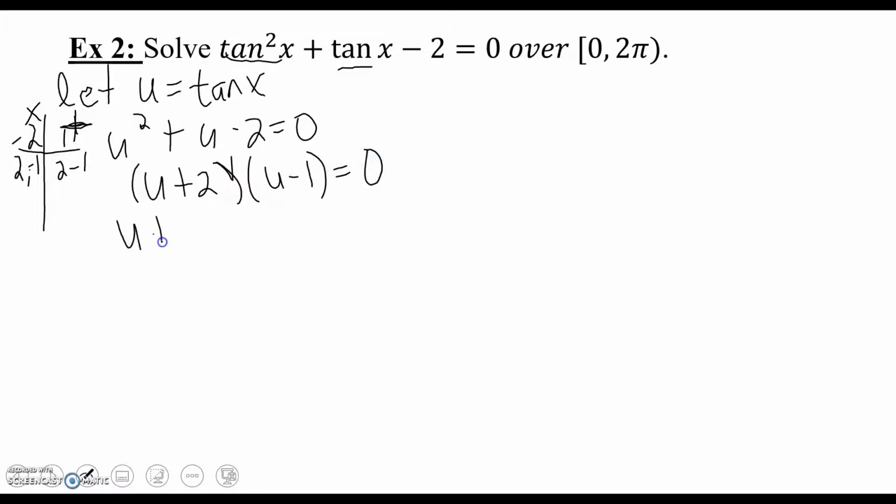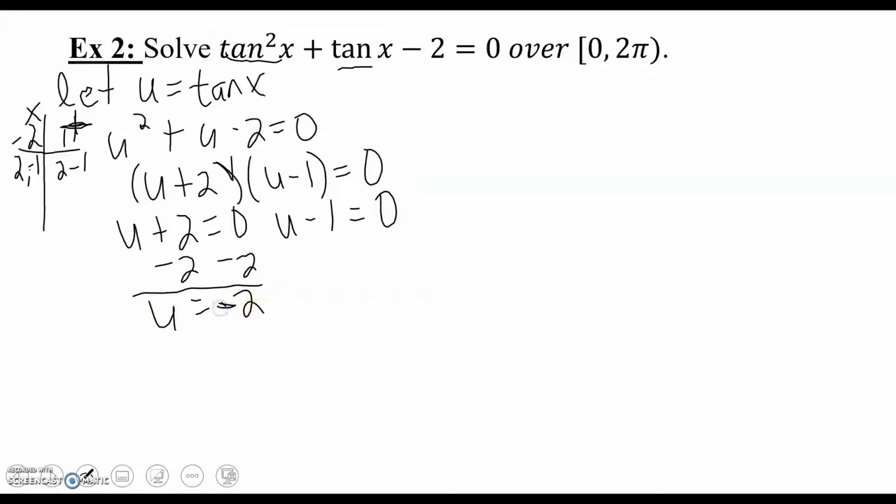Then I will take each of those and set them equal to 0. So this is solving quadratic equations by factoring. I will subtract 2 from both sides and get u is equal to negative 2. And I will add 1 to both sides and get u is equal to 1. Alrighty. So I've solved for u, but I'm not done.